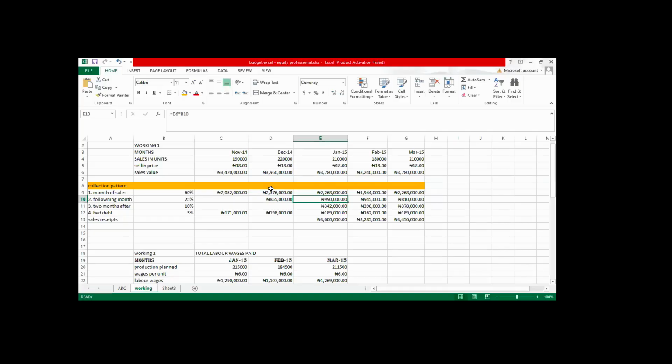Then 10% will be collected 2 months after sales. The sales you make in December, you are going to get 10% 2 months after. That will take us to where? February. If you compute 10%, that will give you 396,000. You are done with December.